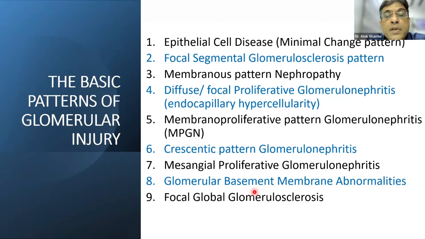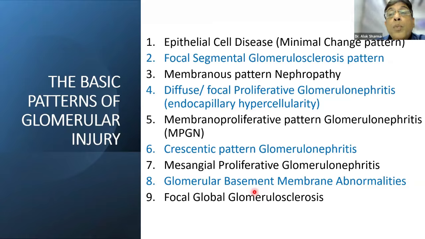Then when immune complexes start forming, you have a membranous pattern nephropathy. I talked about cellularity. So when you have more cellularity in the glomeruli, there is a proliferative pattern. We call it a proliferative pattern. And since these cells are many times inside the glomerular capillaries, we call them endocapillary hypercellularity, right? So you can have a focal or a diffuse pattern of proliferative lesions in the glomeruli.